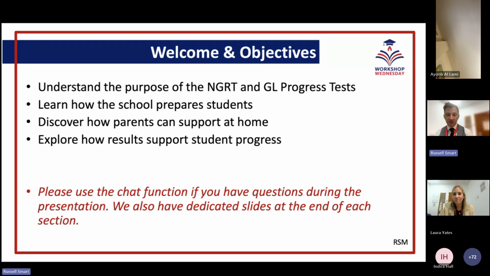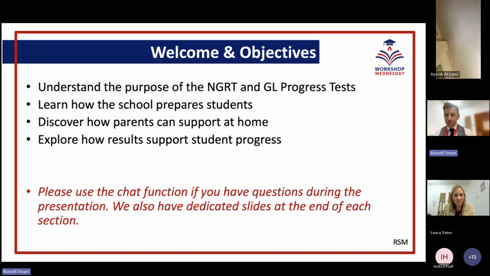So we'll talk about what we do in school, but also I know lots of parents ask me what you can do at home. The easy answer is, I won't spoil it for the slides later on, you don't need to do much because we do lots in school, but I know many parents are keen to support at home. We'll go through that as well. And then we'll also touch upon how we use those results.